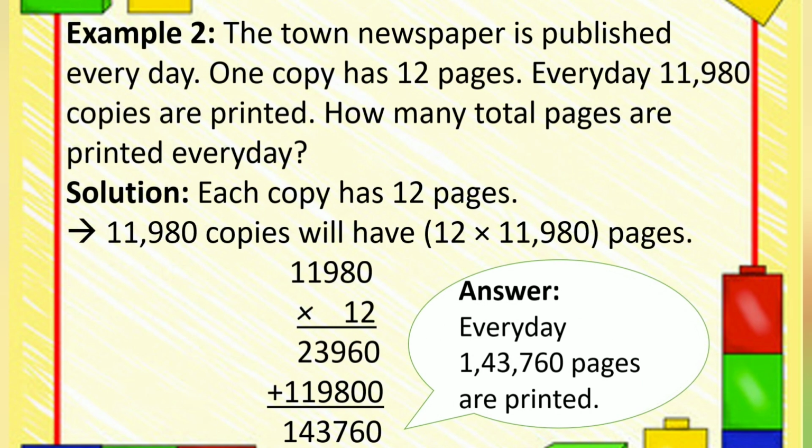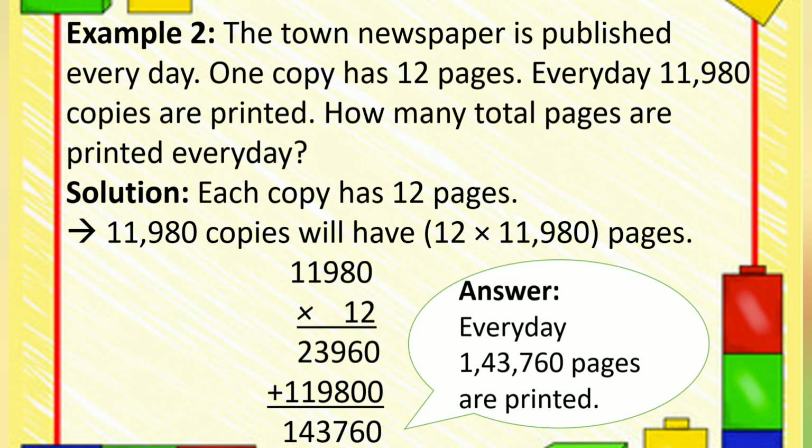Next example. The town newspaper is published every day. One copy has 12 pages. Every day 11,980 copies are printed. How many total pages are printed every day? So here you have to find the total pages printed every day.